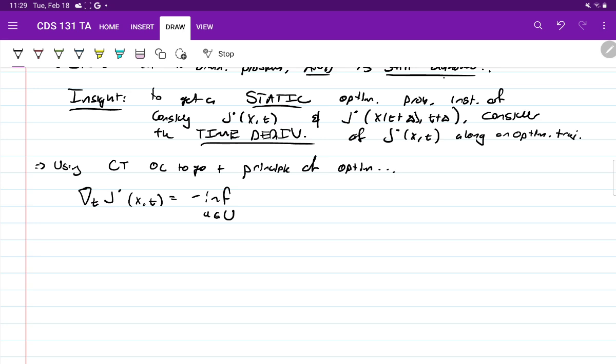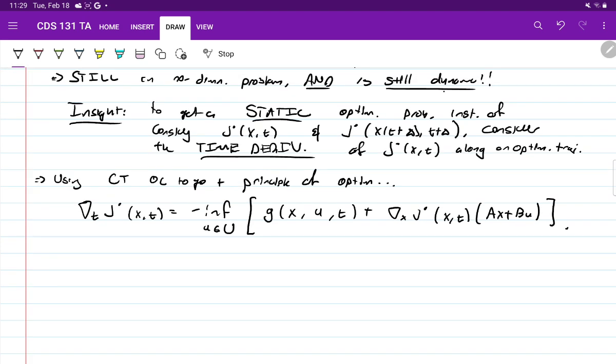Okay, so this is not a signal anymore. This is just a single value of g of x at time t, u and t, plus the gradient with respect to x of J star of x comma t multiplied by Ax plus Bu. Okay? So basically what you'll find is that if you take this infinitesimal case, if you shrink it down to an arbitrarily small amount of time, the principle of optimality will become this, okay?